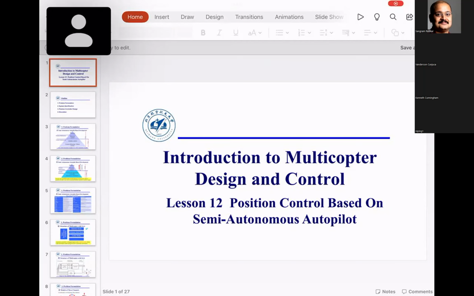And in the last class, I gave you a very simple algorithm to achieve the position control. So let me give you some more details, the mathematical details on those algorithms. And then I would actually show you the MATLAB script that would allow you to do the position control based on semi-autonomous autopilot.